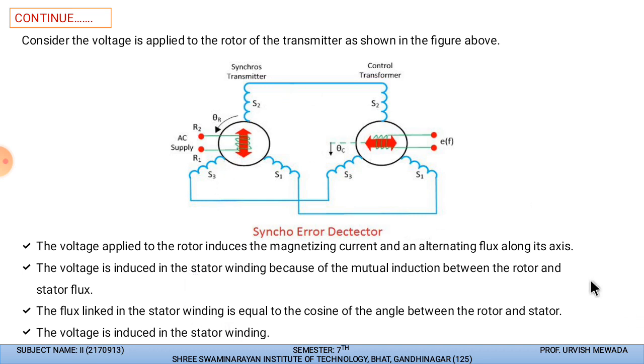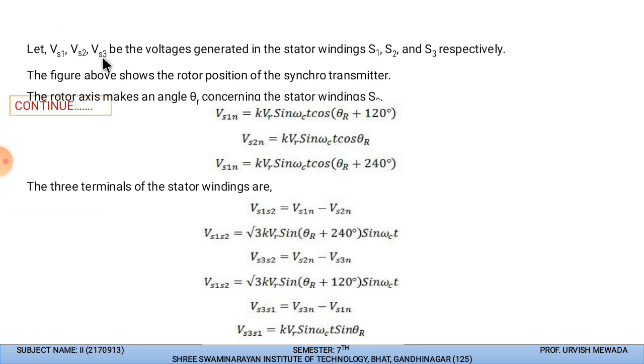Whatever voltage is induced in the stator winding will be Vs1, Vs2 and Vs3, because it is generated in the stator winding, that's why it is indicated as S1, S2 and S3. These are the voltages generated in the three windings, and the figure shows the rotor position of the synchro transmitter. Now the rotor axis makes an angle theta r, and that is concerned with the stator windings S1, S2 and S3.